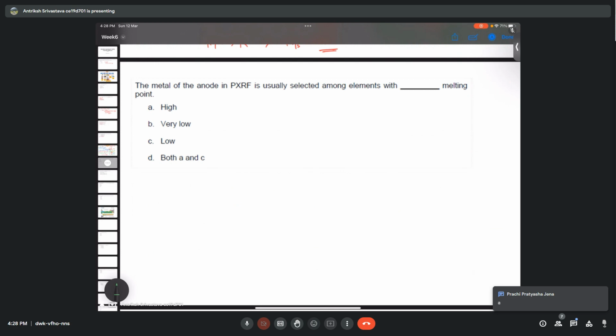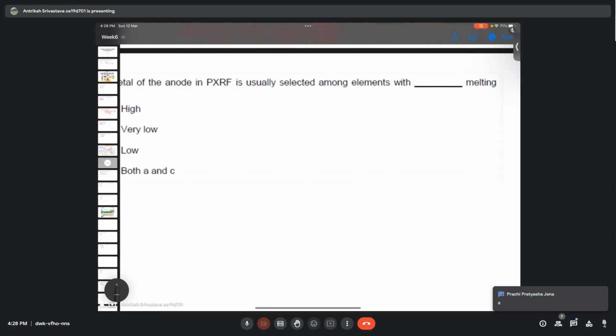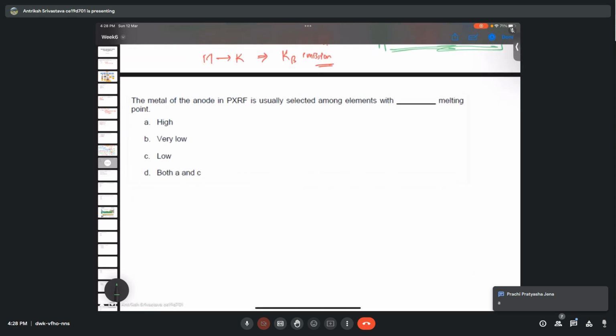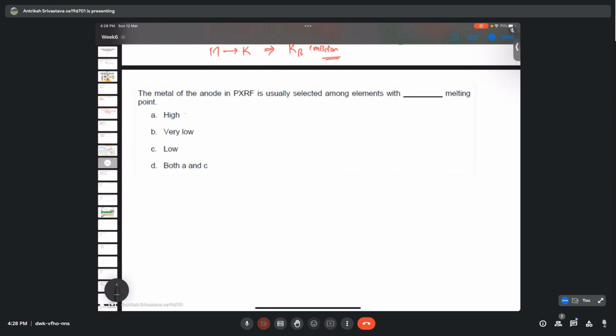A. So Prachi has answered correctly. It is A because the anode, the metal in the anode is getting hit by electrons with very high kinetic energy, and that is getting converted into heat. And because we don't want our metal to melt, we have a cooling system, and in spite of that, we also use a metal with high melting point. Very good.